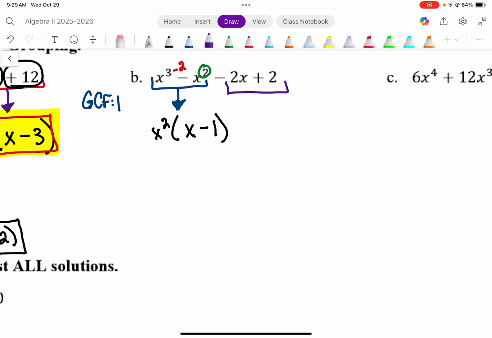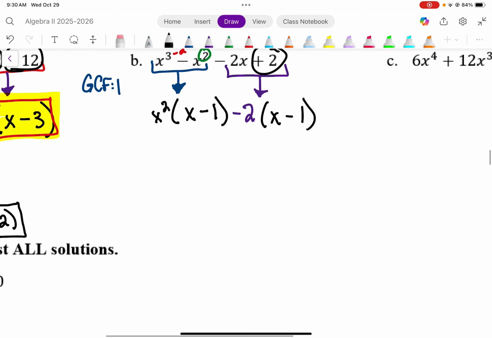Now I can move on to the second pair. The first number is negative, so I know I have to factor out a negative. We don't have any variables with both of them, so I'm not going to factor out a variable. Both of them do have a 2, so I can factor out a negative 2 for this problem. So negative 2x, factor out a 2, I'd be left with x. Positive 2, if I factor out a negative 2, I'm going to be left with a negative 1. So when you factor out a negative, the signs are going to change.